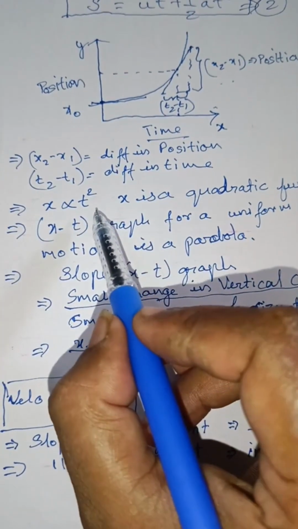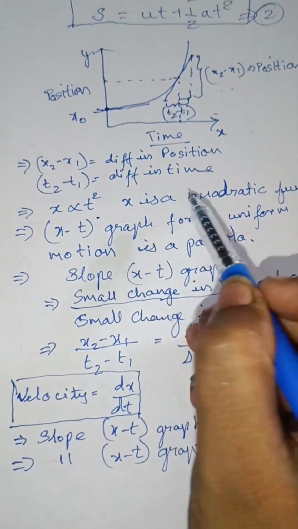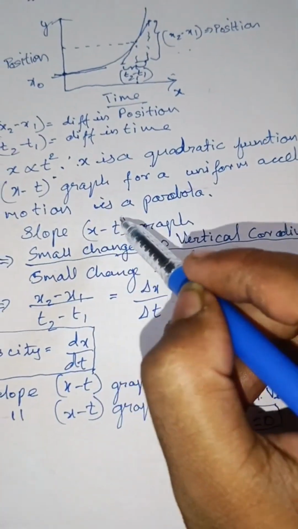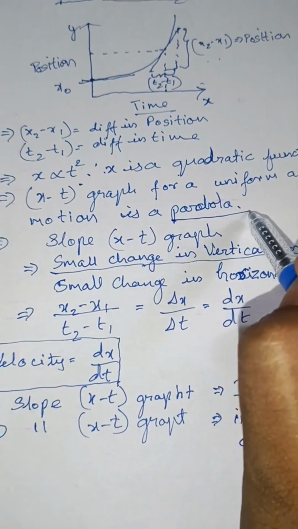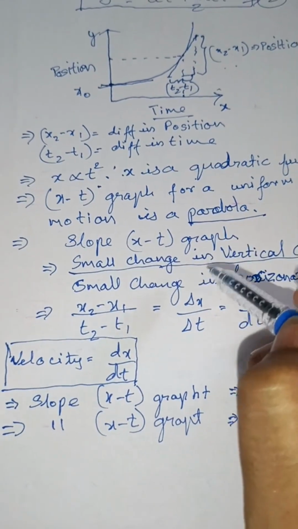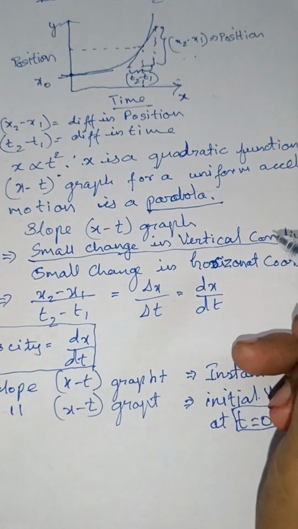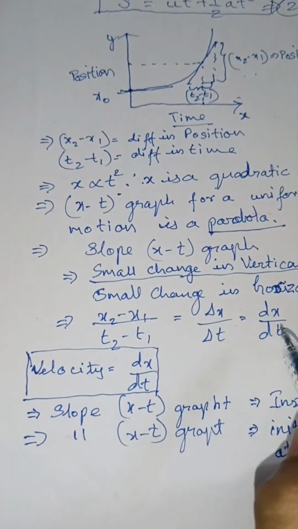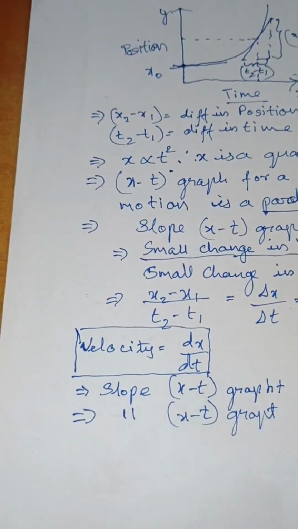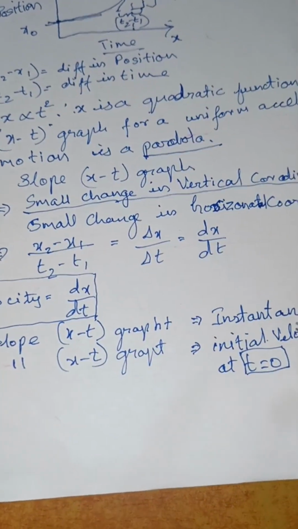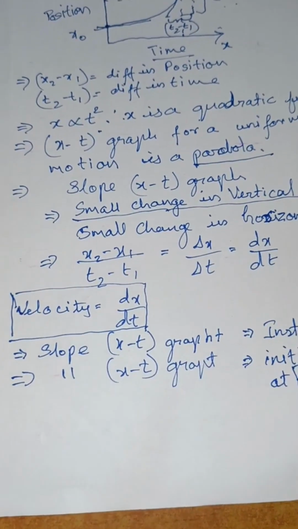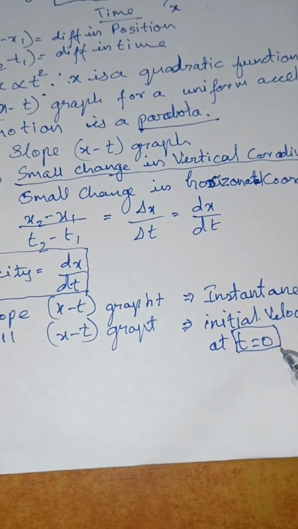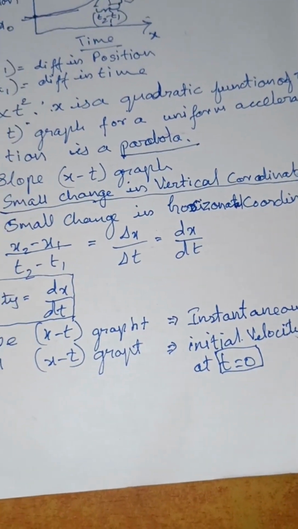Point number 1, x is proportional to t square, x is a quadratic function. Point number 2, the xt graph for a uniform accelerated motion is always a parabola. The slope of an xt graph we have defined in the derivation form: change in the vertical coordinate by the horizontal coordinate, so we can write dx by dt. So dx by dt is nothing but velocity. From this graph the resulting value is the instantaneous velocity, and at t equal to 0 I am obtaining the initial velocity u.